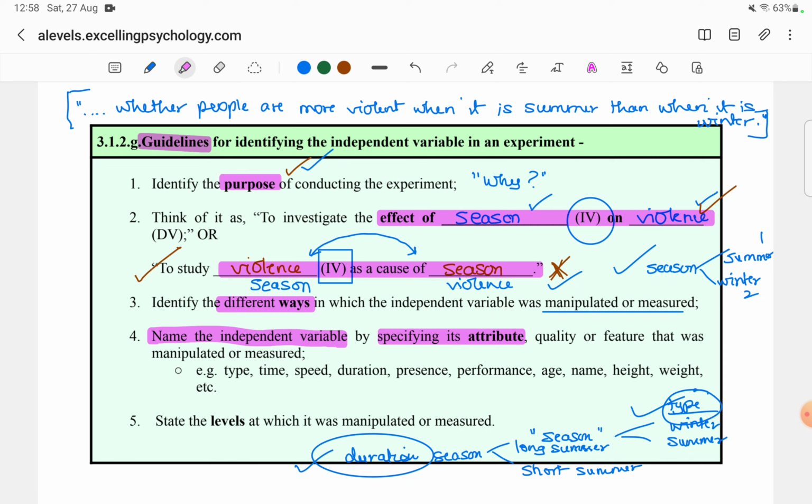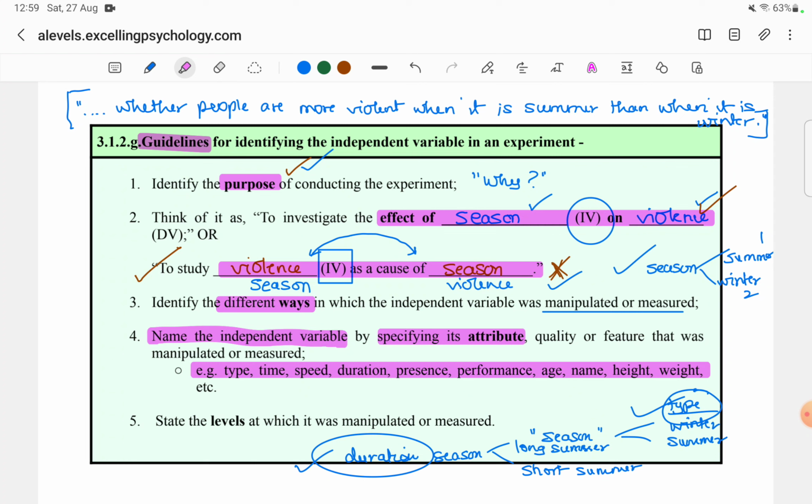To give you an idea of which attributes could be manipulated, I've given some examples here. So type, time, speed, etc. You can read these. These are the typical attributes or features of an independent variable that are manipulated or measured by a researcher. You need not memorize this list. You can just read through it to familiarize yourself with which attributes are typically seen in studies.